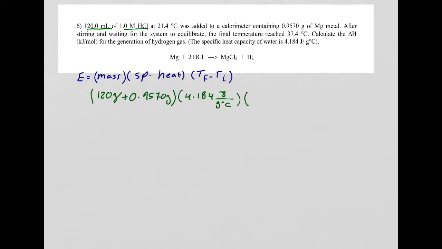What is my T final? What is my T final? My T final is 37.4 degrees. What was my initial? Was 21.4 degrees. Okay, so I want to do everything. What I end up getting is 8097 joules of energy.